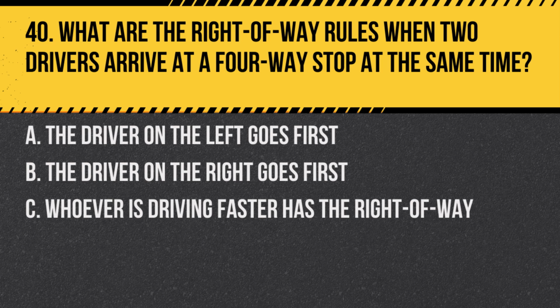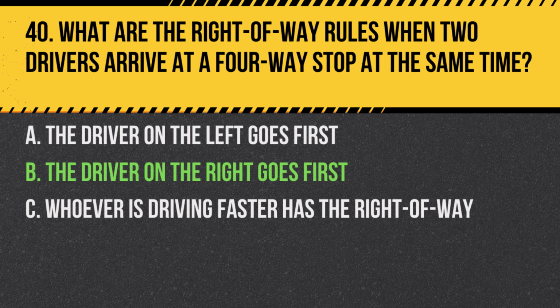Question 40. What are the right-of-way rules when two drivers arrive at a four-way stop at the same time? A. The driver on the left goes first. B. The driver on the right goes first. C. Whoever is driving faster has the right-of-way.